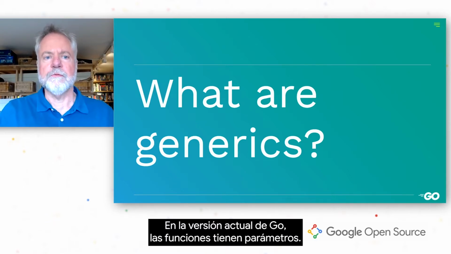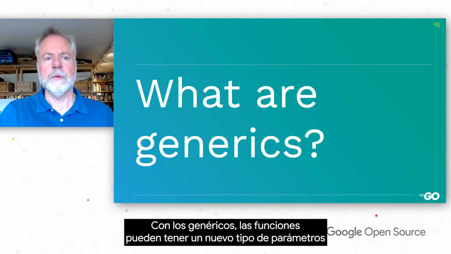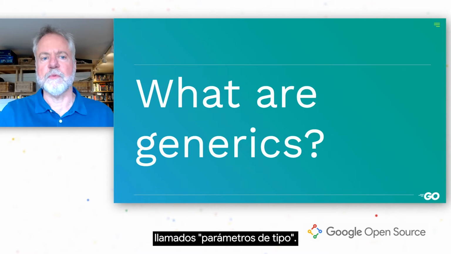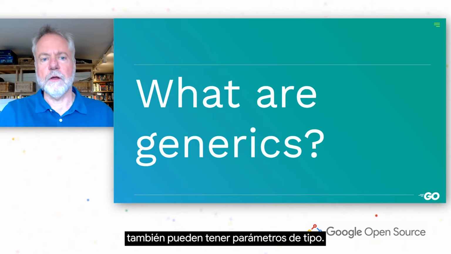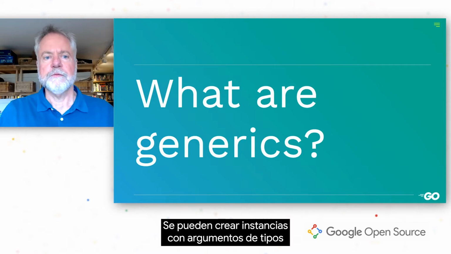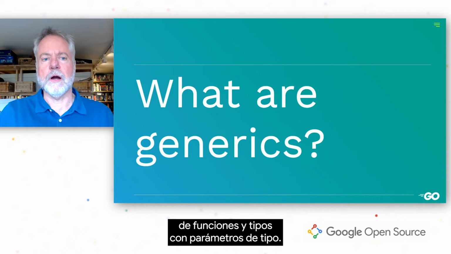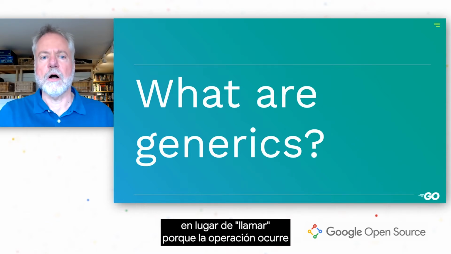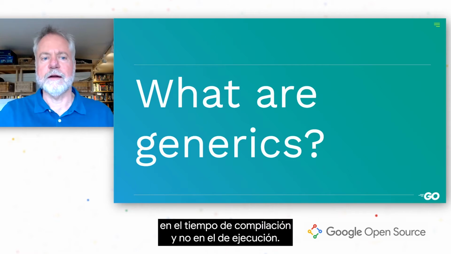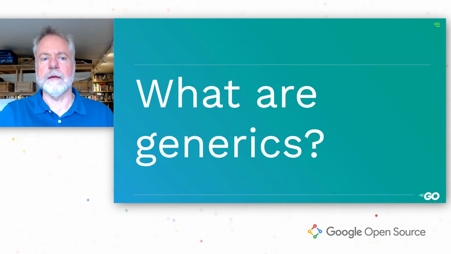In current Go, functions have parameters, of course. With generics, functions can have a new kind of parameters called type parameters. And types, which currently can't have any kind of parameters, can also have type parameters. Functions and types with type parameters can then be instantiated with type arguments. For type parameters, we say instantiated rather than called because the operation occurs entirely at compile time, not at runtime.